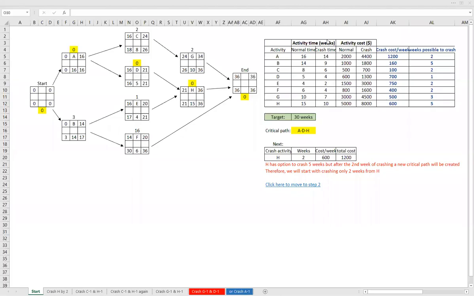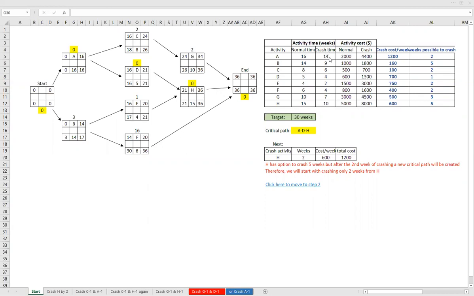Hello. In this example, we will see a crashing example from project management. On the right-hand side, there is a table with activities A to H, and the normal times and the crash times are given to you. Normal time is how long it will take to run a certain activity. Crash time is actually the minimum time.